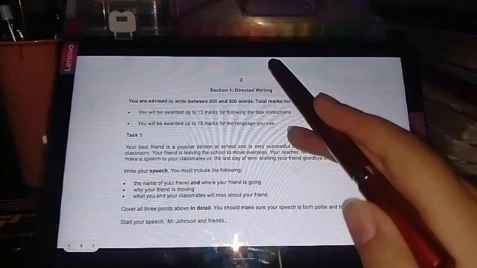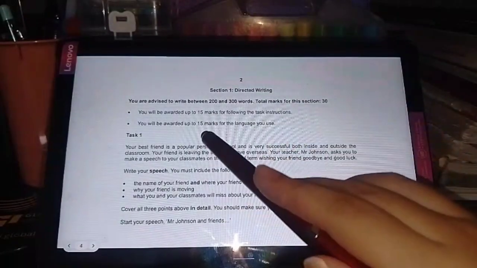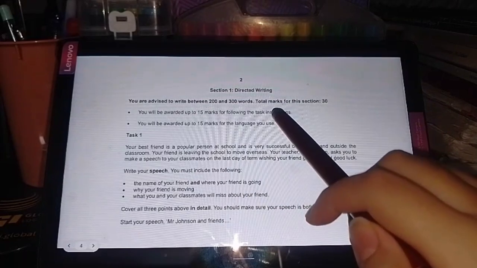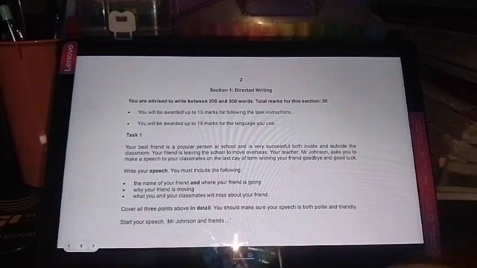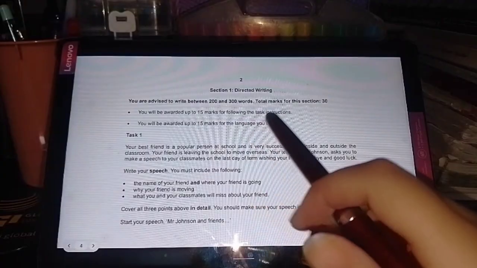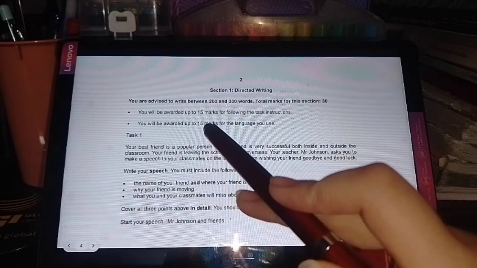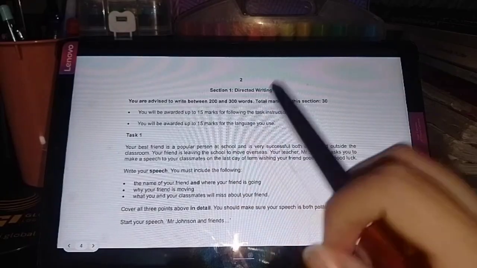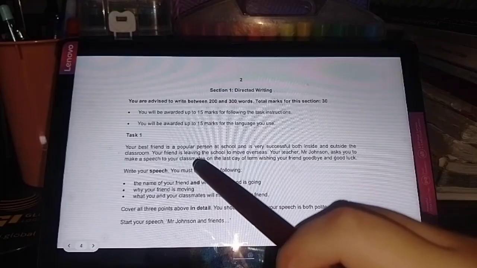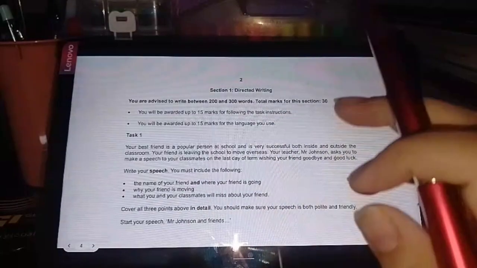This is session 1, the directed writing. You are advised to write between 200 and 300 words. The total marks for the session is 30. You will be awarded up to 15 marks for the following task instructions, and up to 15 marks for the language you use. So the 30 marks have been divided into 2 parts, 15 each: one is for your language, the vocabulary, and one is for the content you are using.